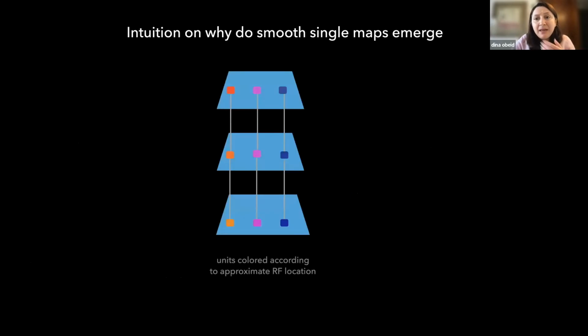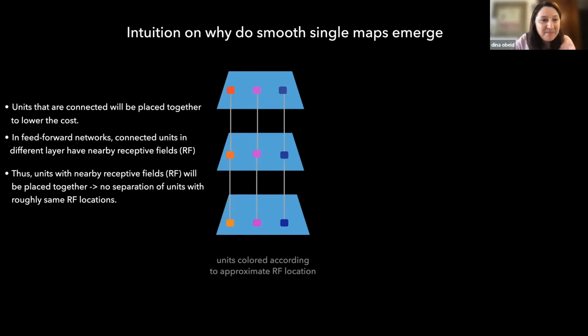And maybe here I can give you an intuition of why we'd expect to see something like this. Why is it not surprising? If we actually think about it a little bit, it maybe appears trivial, but I'm going to try my best. We know that units that are connected together will be placed together in order to lower the cost, right? That's how we wrote the cost function. In a feedforward network, units that are connected in different layers have nearby receptive fields, right? This is by construction. And therefore, to lower the cost, they're going to be placed together on the grid.